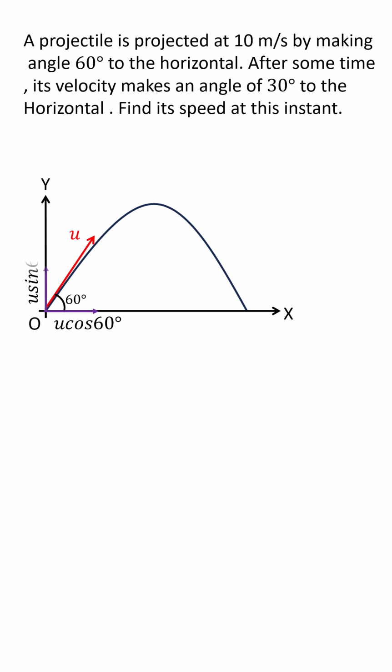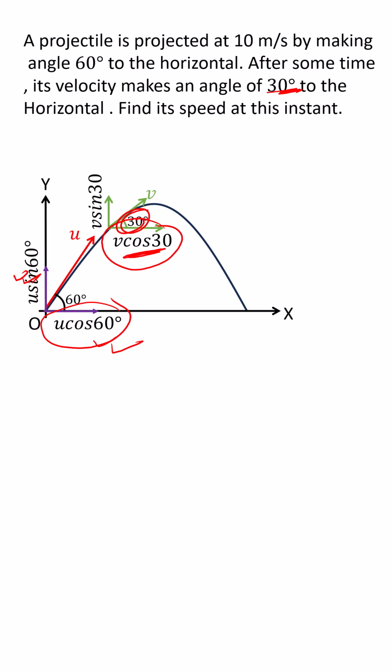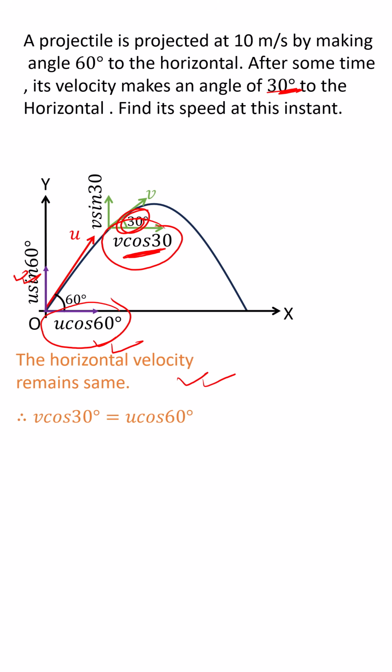Okay, now this is horizontal component and this is vertical component. After some time, the velocity is making angle 30 degree to the horizontal. Here, the most important point is that the horizontal velocity is constant. We equate horizontal velocity. The horizontal velocity remains same. That's why we get v equals to this much.